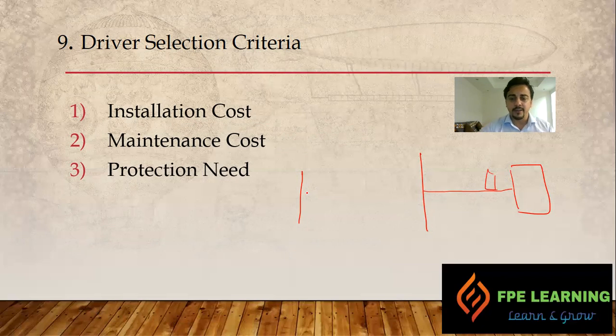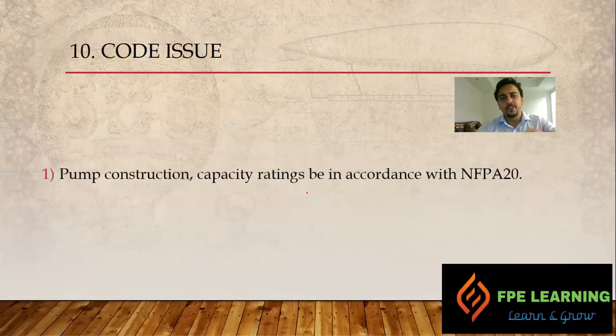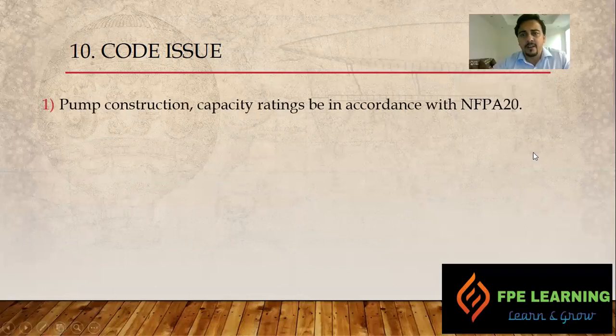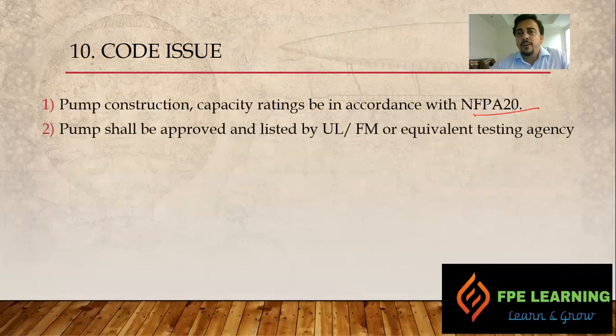The last one is the code issues. The pump which you are going to select, if your country is using NFPA, must be as per NFPA 20 rating. There are some tables in NFPA starting from 25 psi, 25 GPM all the way up to 5000 GPM. The next one, the pump must be listed by UL/FM or any testing agency equivalent to that. Some companies go with non-listed pumps, but I highly recommend going with the listed one, because those kinds of pumps are not reliable.